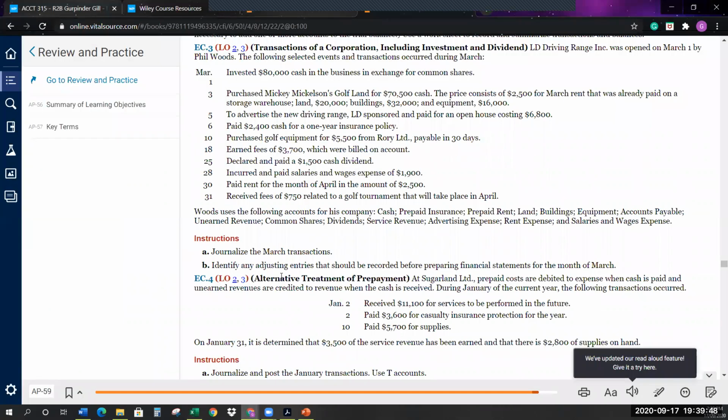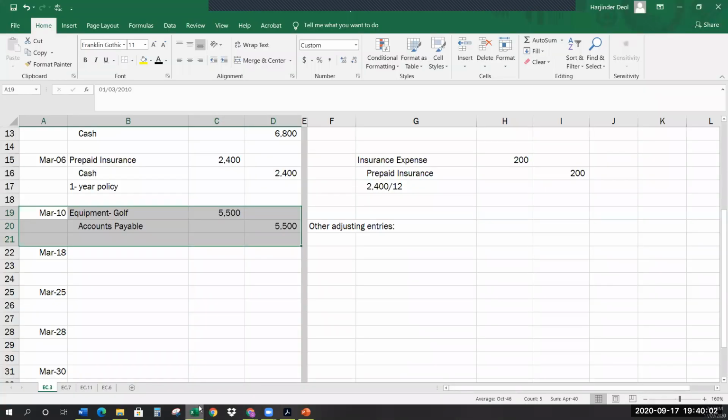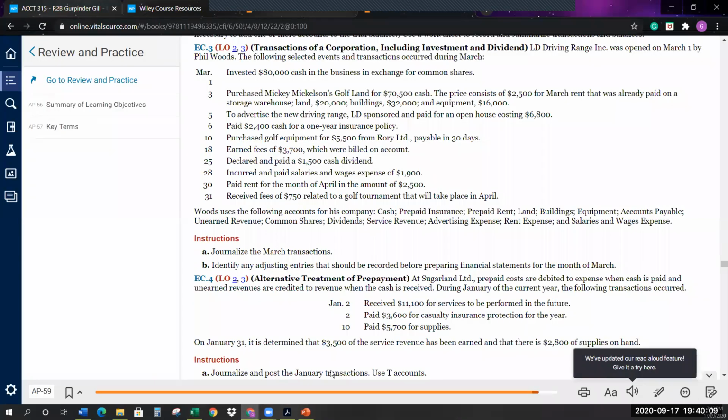On March the 18th, we earned fees of $3,700, which were billed on account. What's the journal entry here, guys? Can you please show the question again? Unearned revenue through earned revenue. No, it should be like service revenue. Credit to service revenue for $3,700. Okay, I agree. What are you debiting? Cash. Accounts receivable.